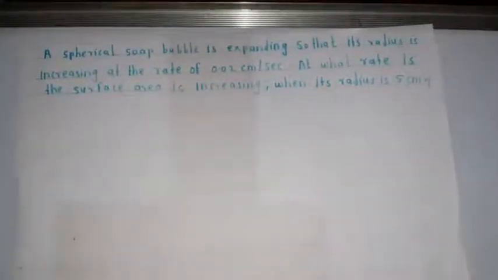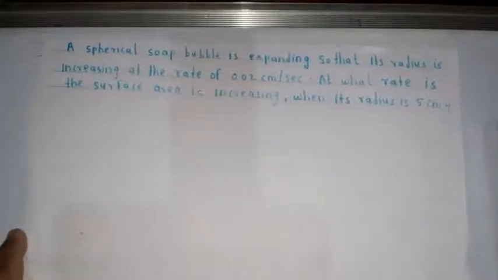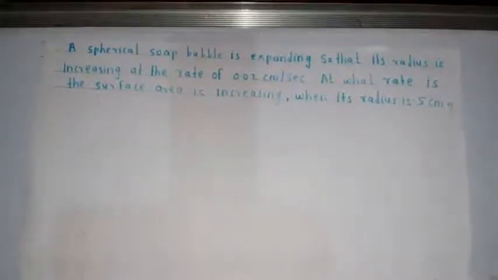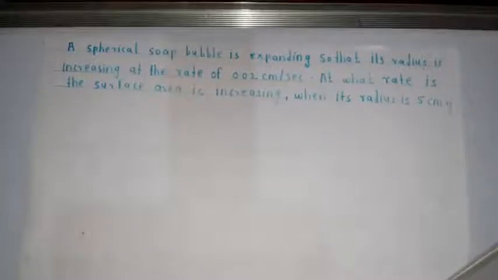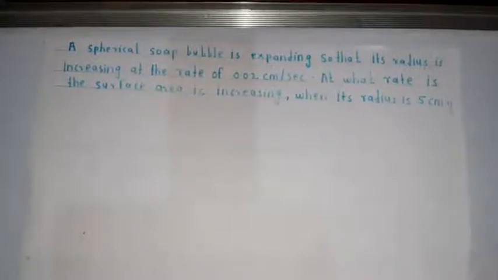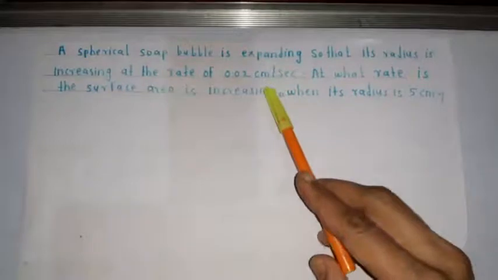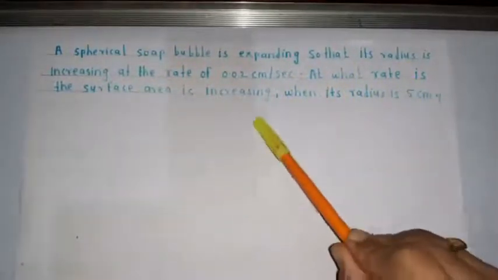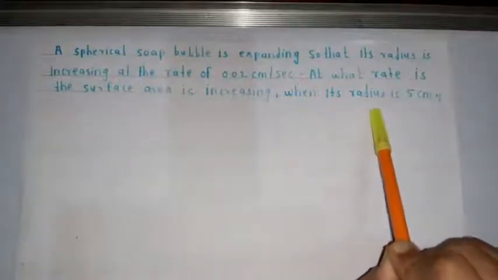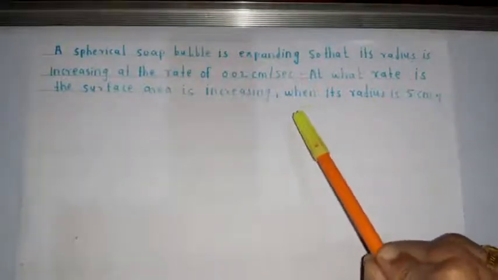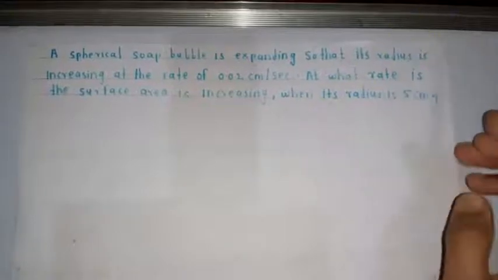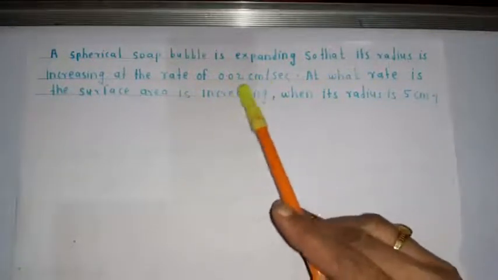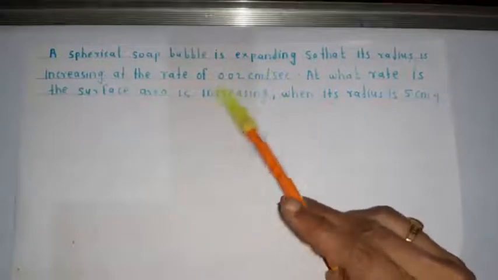The example is that suppose a spherical soap bubble is expanding so that its radius is increasing at the rate of 0.02 centimeter per second. At what rate is the surface area increasing when its radius is 5 centimeter? Okay students, to solve this problem, we must know the formula required for this. So which is the formula?